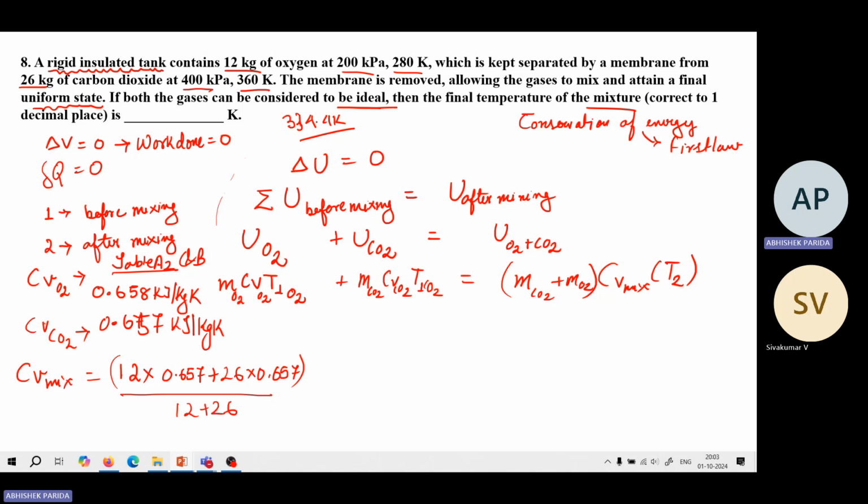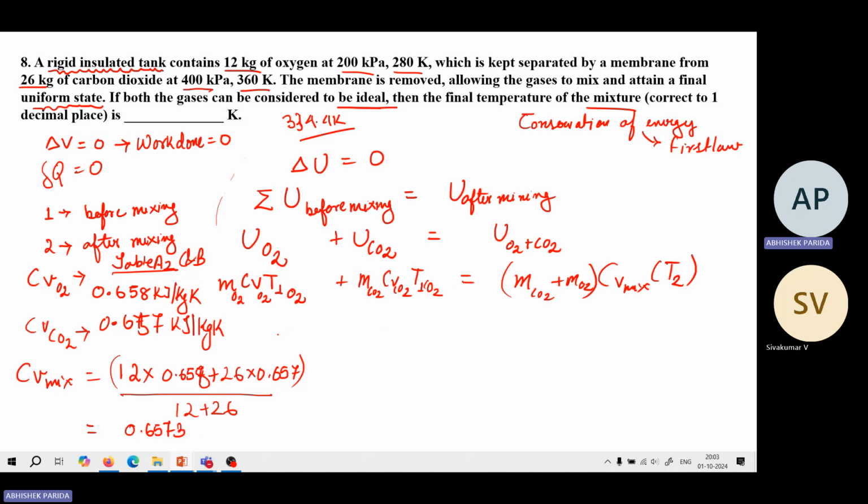Sorry, it was 0.658. So 12 into 0.658 plus 26 into 0.657, divided by 12 plus 26, which is 38. I'm getting 0.6573. 0.6573.